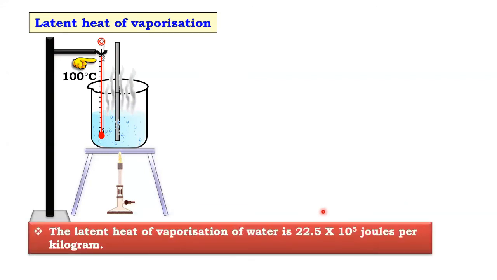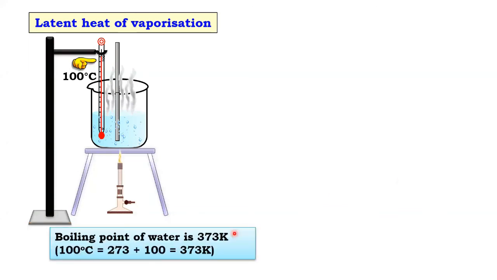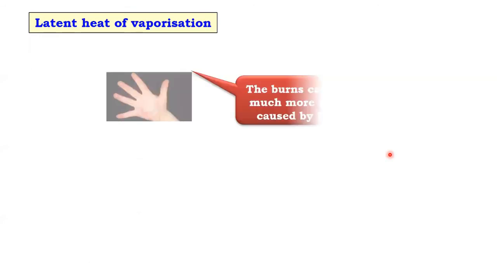Let's see ahead. The latent heat of vaporization of water is 22.5 into 10 power 5 joules per kilogram. That is the amount of latent heat of vaporization required for 1 kilogram of water to get converted into a gaseous state at its boiling point. The next thing is, the boiling point of water is 373 kelvins. So if we look at it in degrees Celsius, 100 degrees Celsius is equal to 273 plus 100, which is equal to 373 kelvins. Right, we have already seen this conversion in the previous slides. Correct. Let's see what we get ahead.